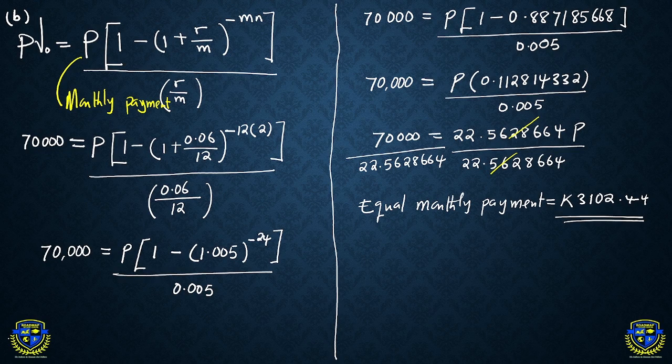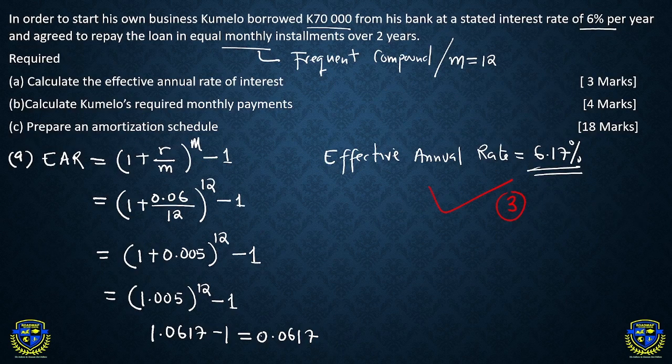We continue as we look at the next part of the question. So the C part, we are told to prepare an amortization schedule. So how do we prepare this? Now, knowing fully well that we have the value for the monthly payment, that's going to be easier to look at other components of this question.